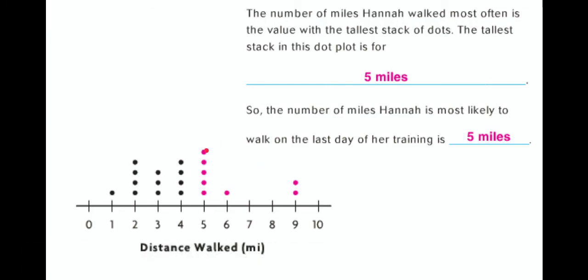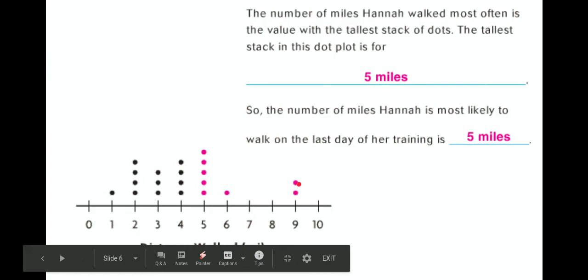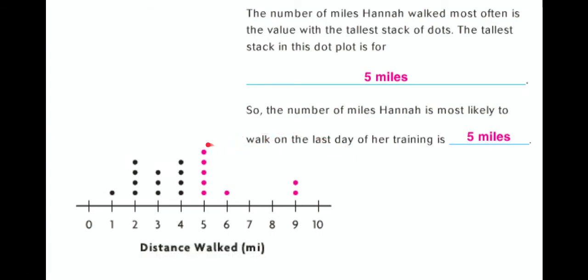So now you can also see why it's important to make sure all your dots are the same size. If we made really giant dots here for 9 miles, those dots might have been a little higher. They might have looked like there were more dots there. So all the dots have to be the same size when you're making a dot plot.